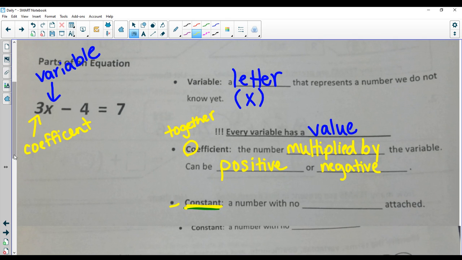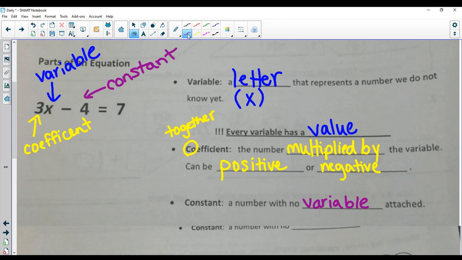And one of the last terms that we have is a constant. A constant is a number with no variable attached. It's all by itself. So in this problem right here, which one would be the constant? The 4. The 4 is the constant because it doesn't have a variable attached to it. Okay, so the 4 is the constant.